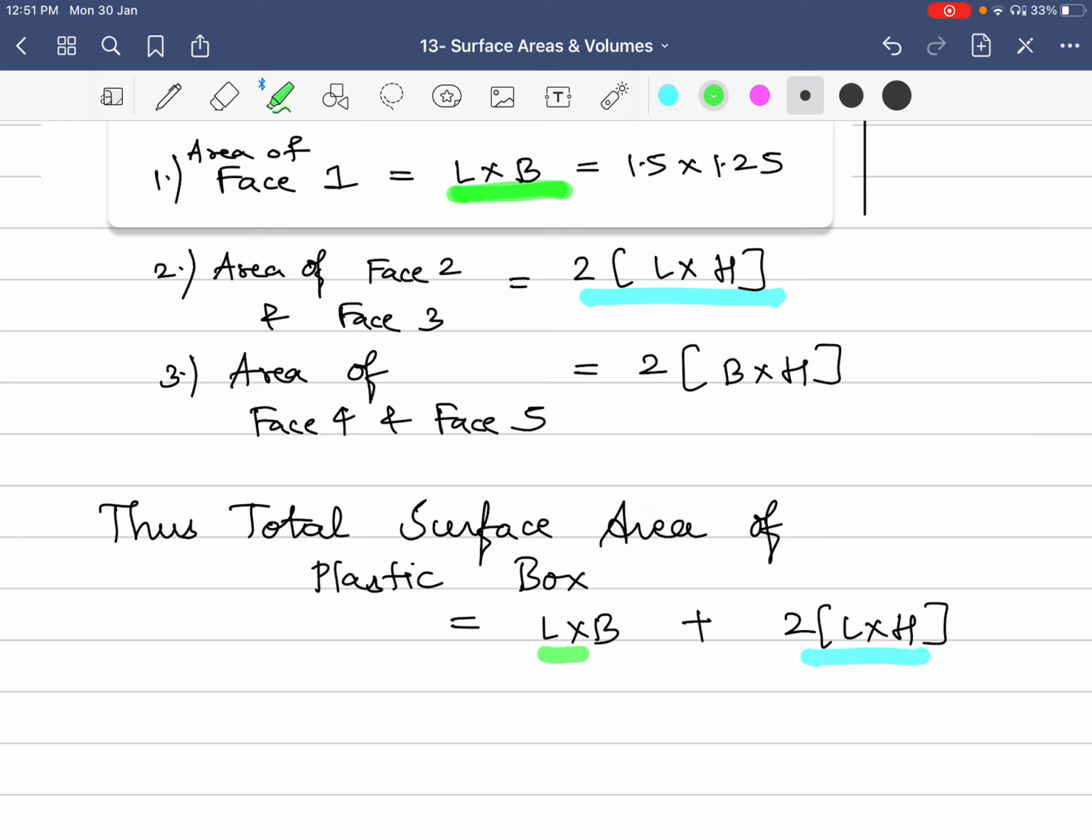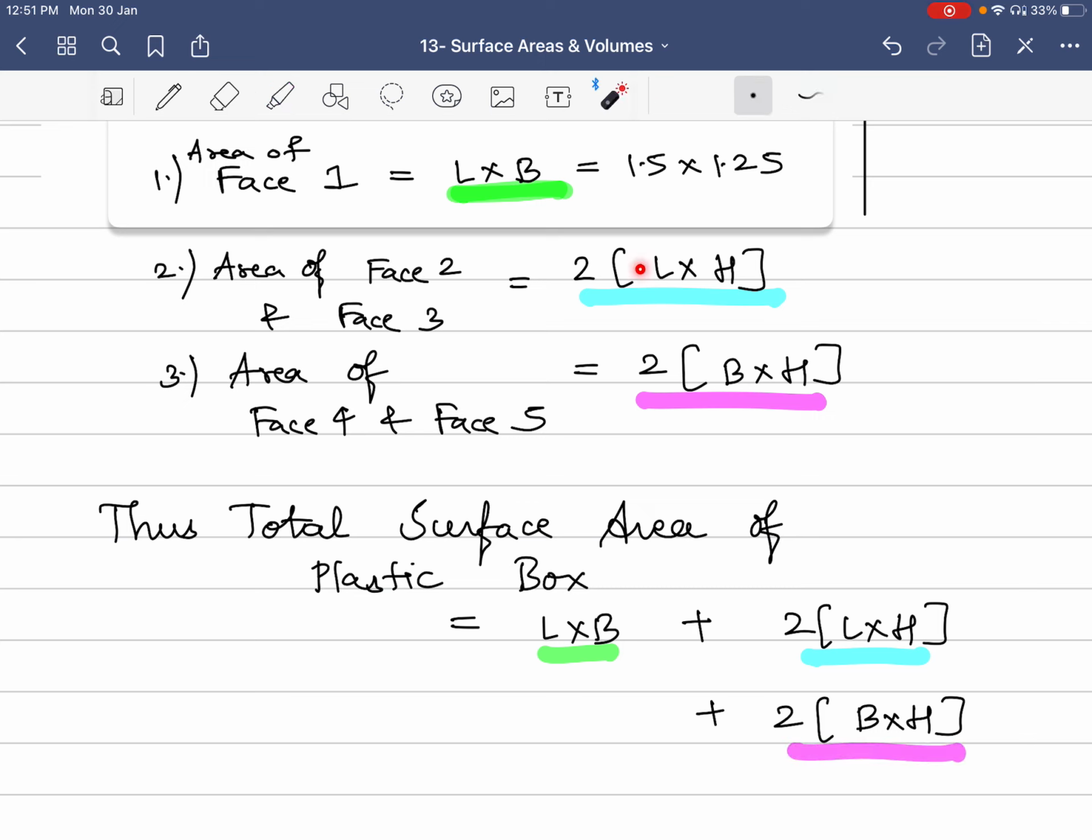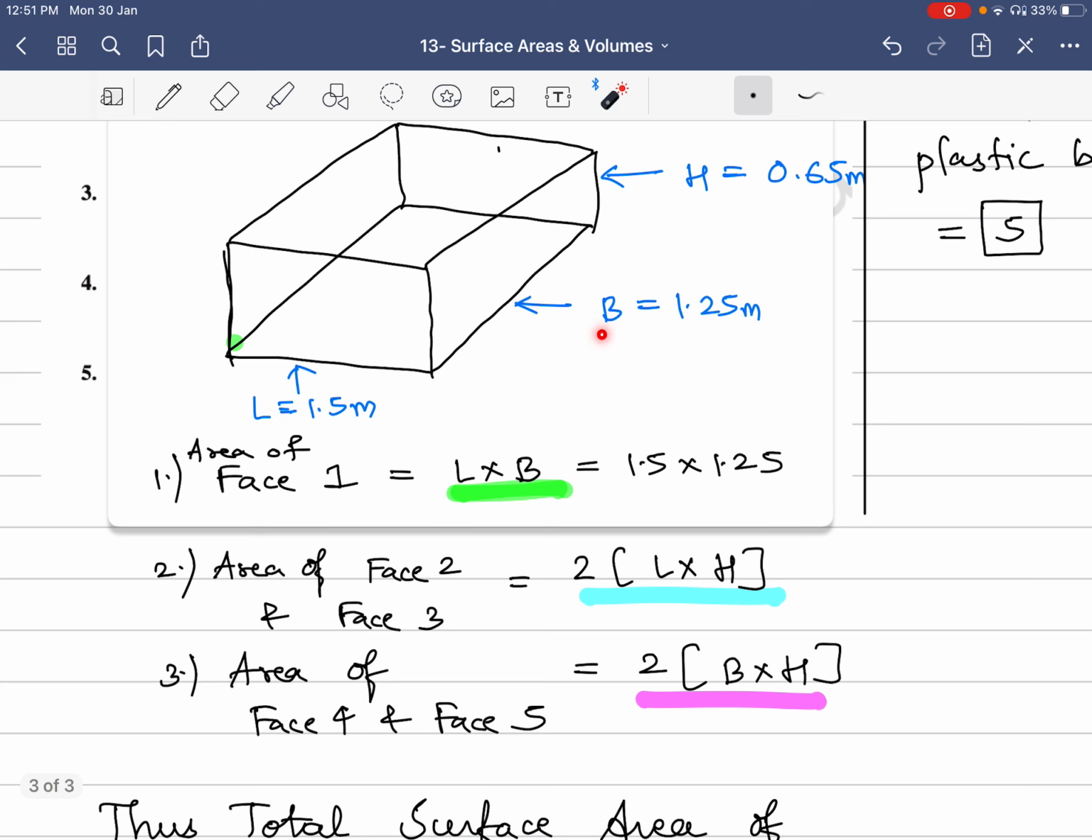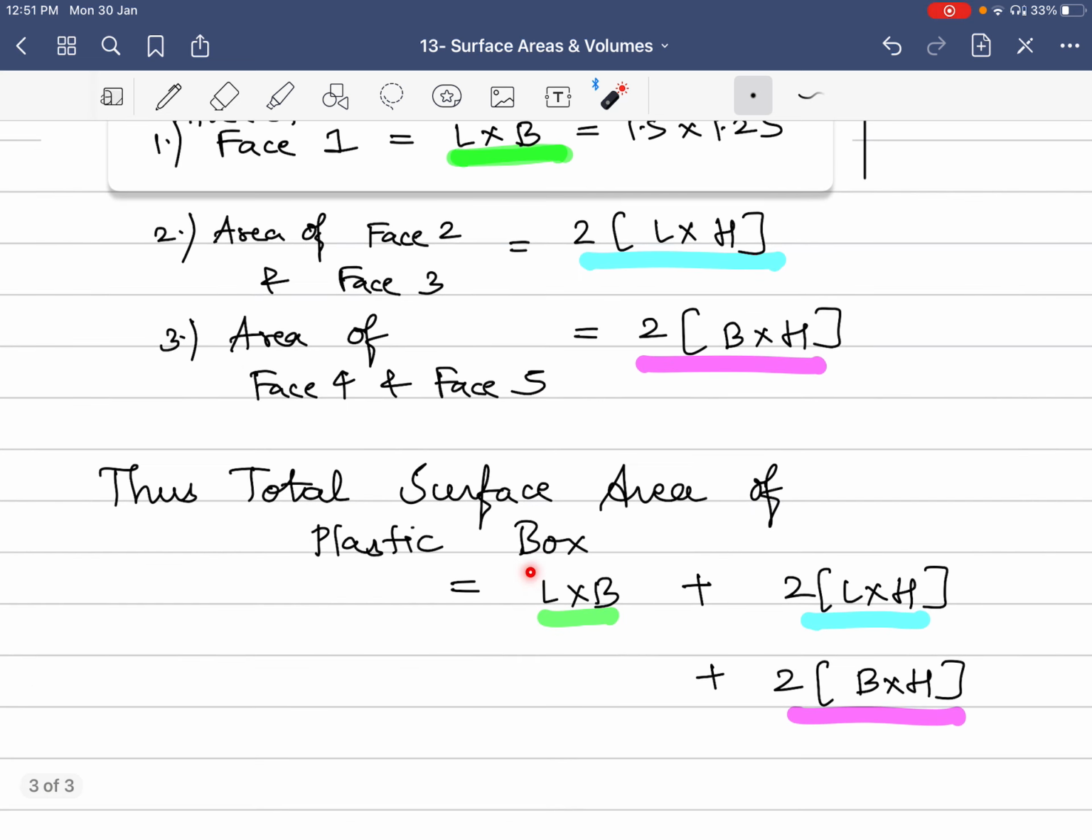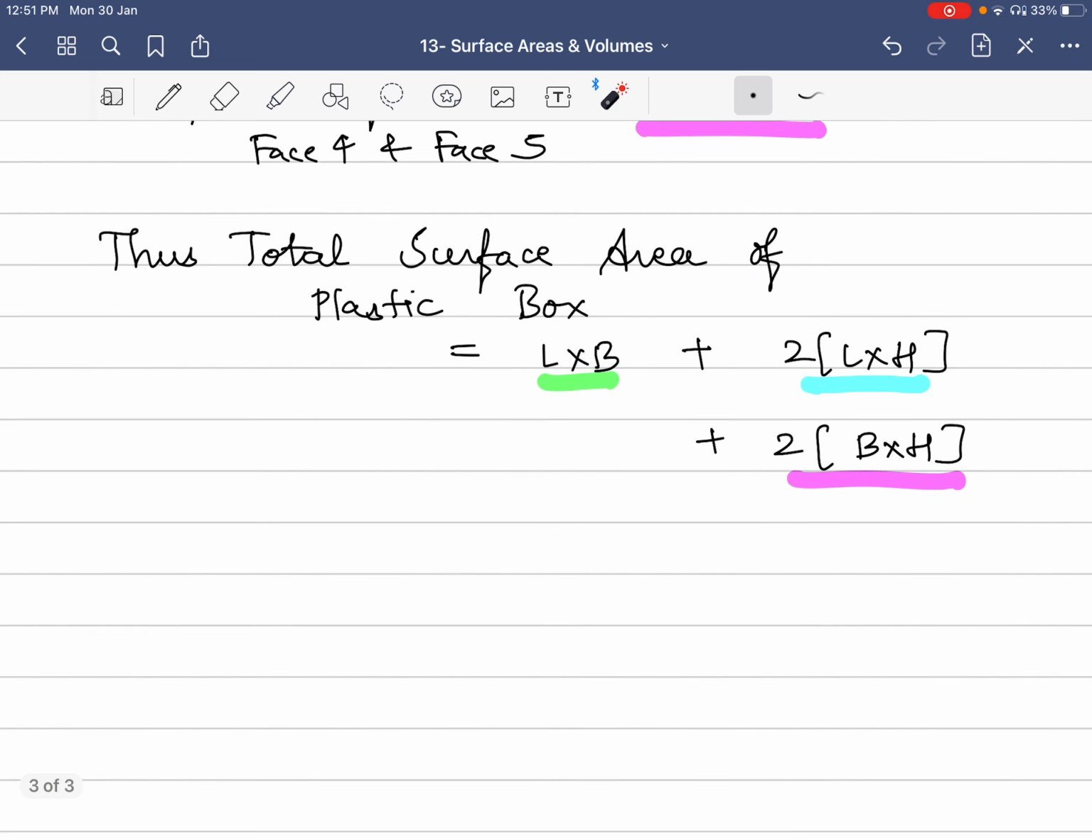And this L into B is L into B, and then plus 2 times B into H. What is B into H? This one, 2 times B into H. So all the 3 areas of the faces are here. Now all we have to do is substitute the values of L and B and H into this equation. So let's do it.